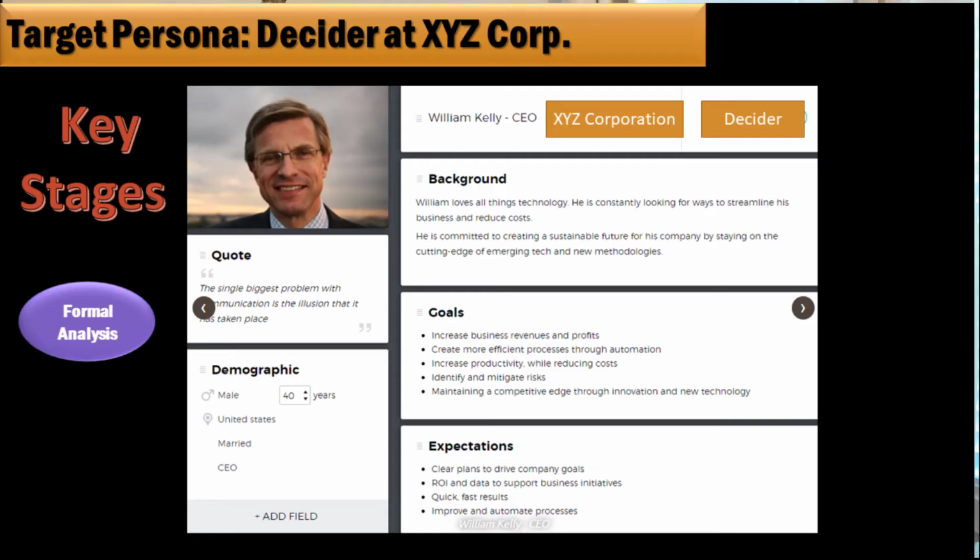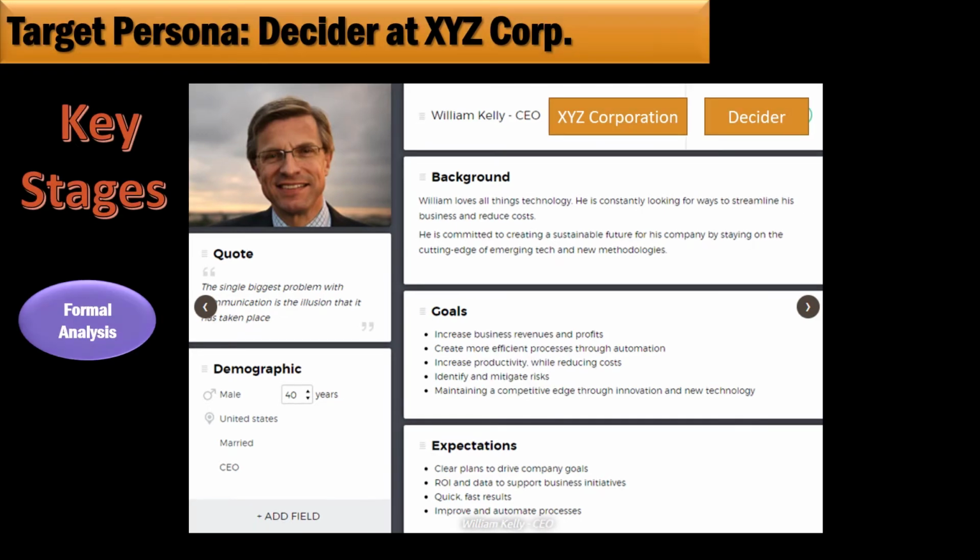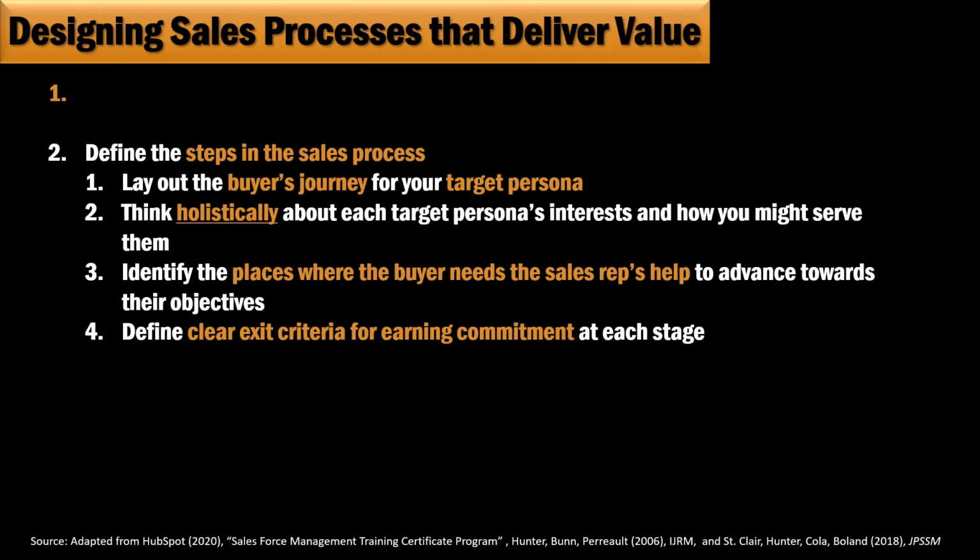So in this scenario, our persona is William, and William is basically the CEO at XYZ Corporation. In our terminology, he's the decider. So this is basically the person who in the end is going to decide which CRM system XYZ decides to buy. Okay, so going back to that earlier idea, what we're doing here is defining the steps in the sales process. We're trying to lay out the buyer's journey for your target persona.